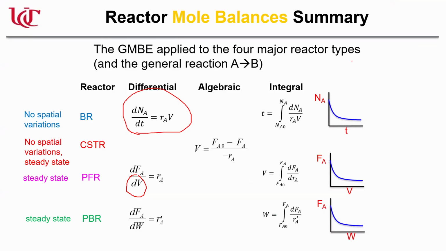So for the PBR, it's similar to the PFR. The only difference is that for the PFR, normally you don't have any catalyst, so the reaction rate changes with the volume. For the PBR, we put catalyst back in the reactor, so we normally consider the reaction rate with the catalyst weight, okay? So this is the general mole balances. However, in reactions, we normally use conversion to express the progress of the reaction. So we usually derive the mole balances in terms of conversion. So what is conversion?